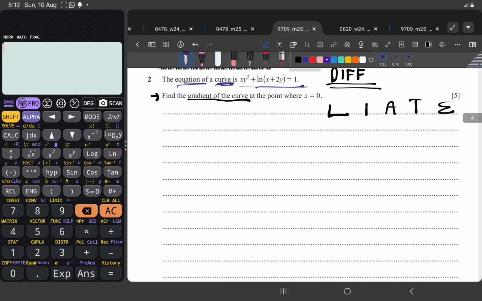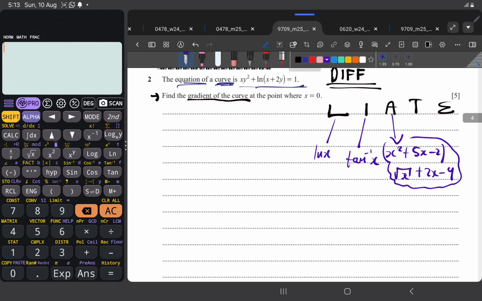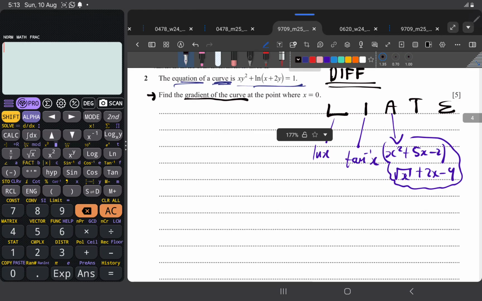You use this order. You check, is there ln? L is for ln x, okay? Only ln x. I is for inverse trig, and you only do tan inverse of x at A level, okay? Then A is algebraic. Algebraic is just the functions with x squared plus 5x minus 2, or whatever it is, okay? Even to say square root of x plus 2x minus 9. This is another algebraic function. It's just x and its powers, those simple ones, where you use the power rule to differentiate.